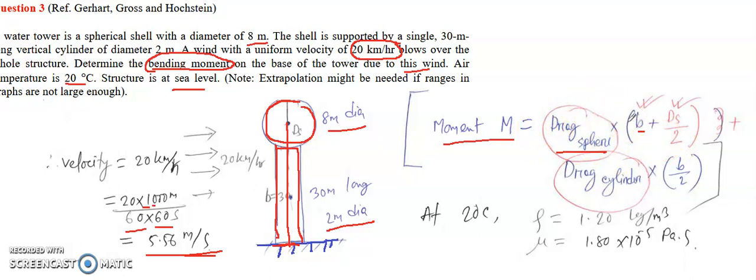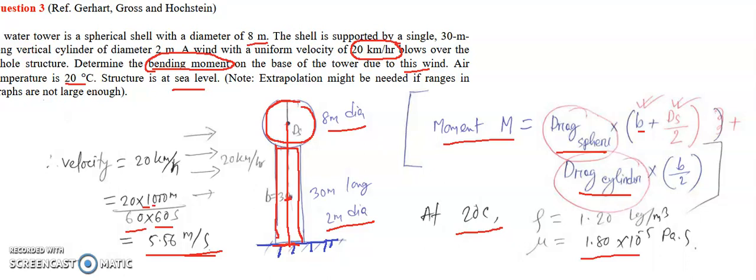Now for the cylinder, we have the drag of the cylinder and the distance. The distance from the base to the centroid should be b over 2. That's easy, right? In this question, the air is at 20 degrees centigrade temperature. At 20 degrees, we know the density is 1.2 and the dynamic viscosity is this, which we got from the table.